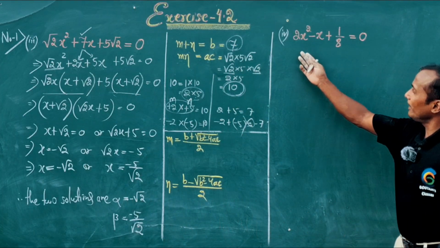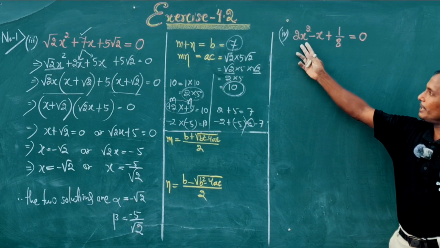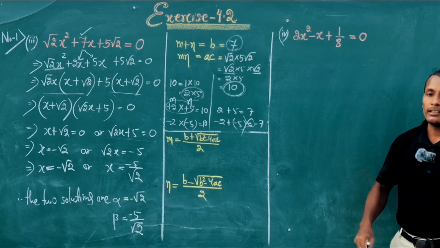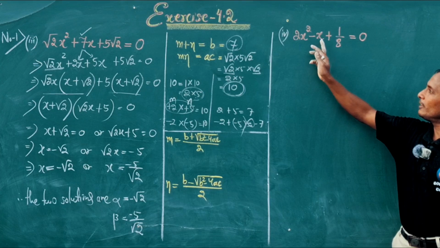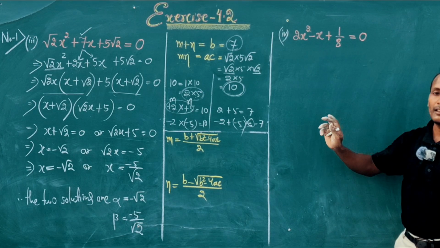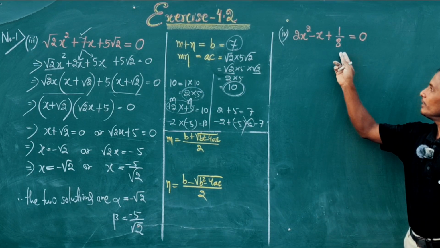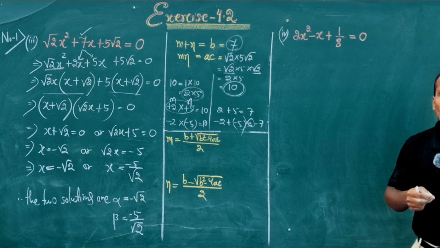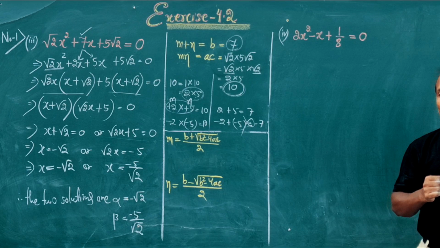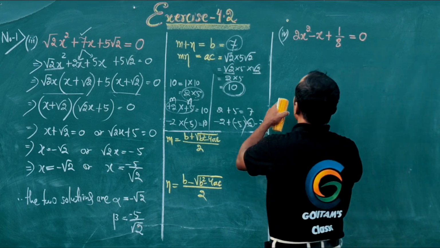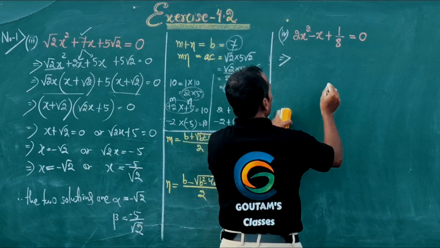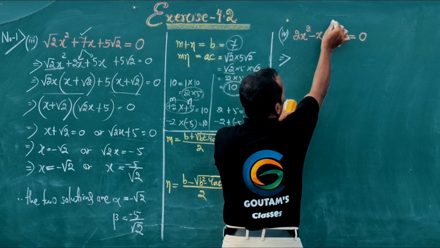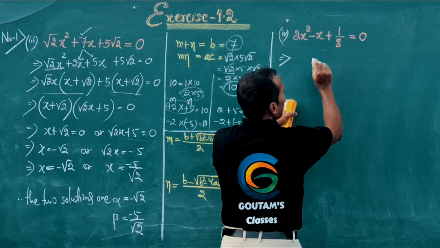Question number IV is slightly different. You can see it is 2x square minus x plus 1 by 8. Is it in standard form? Yes, it is in the standard form of a quadratic polynomial, that is ax square plus bx plus c, right? So here you can see the third term, or the constant term, has a fraction. Let us try to avoid the fraction. To avoid the fraction, what will I do? Observe here. I will multiply 8 on the left hand side of this equation and the right hand side of the equation.